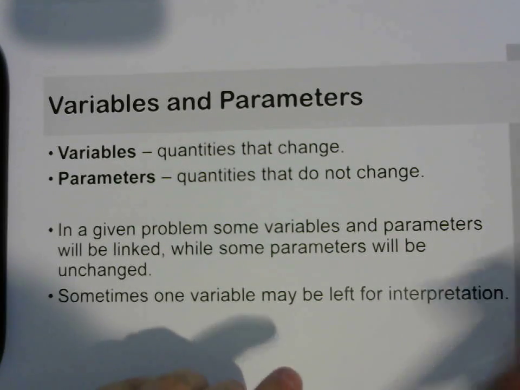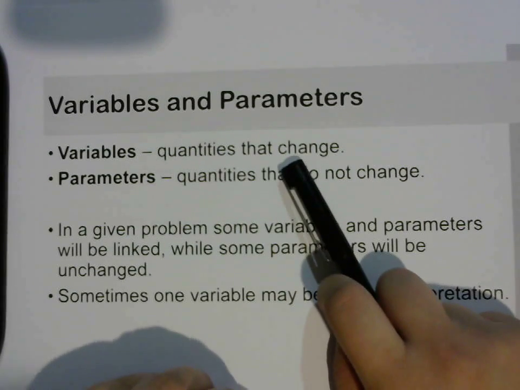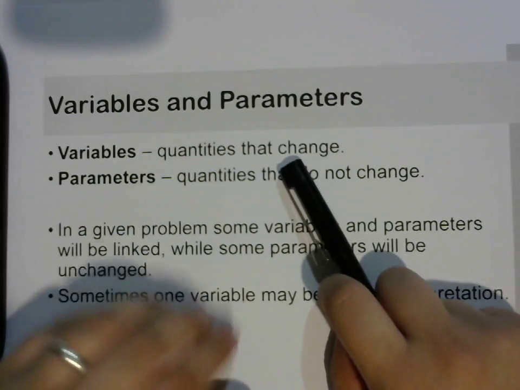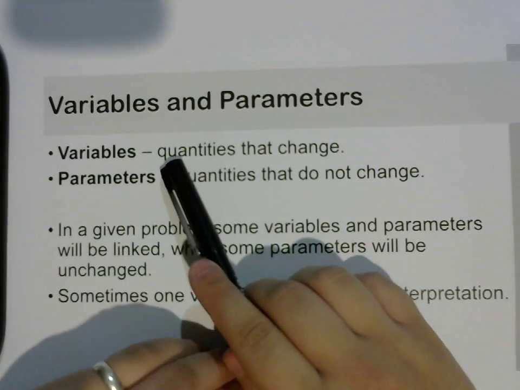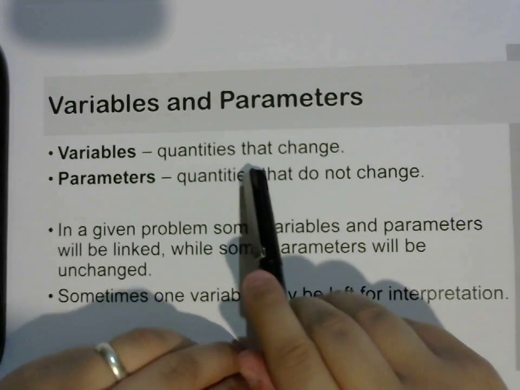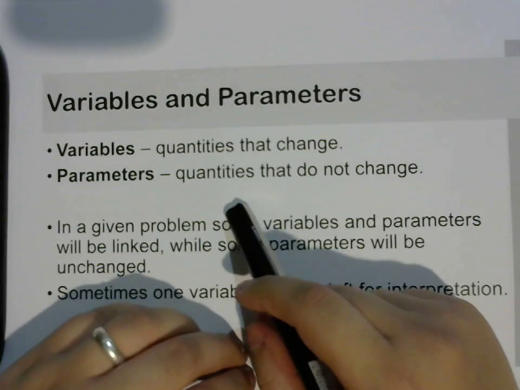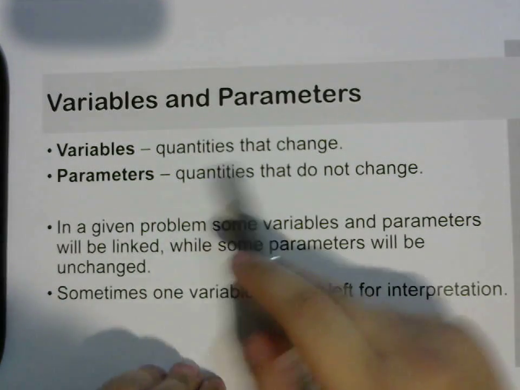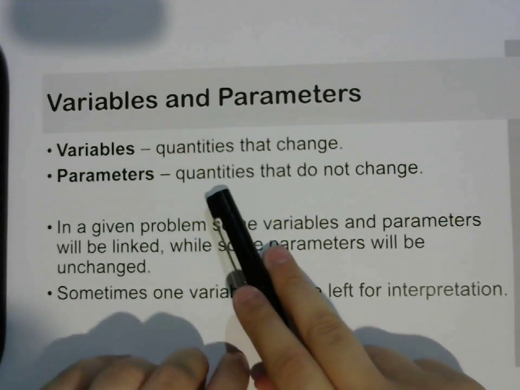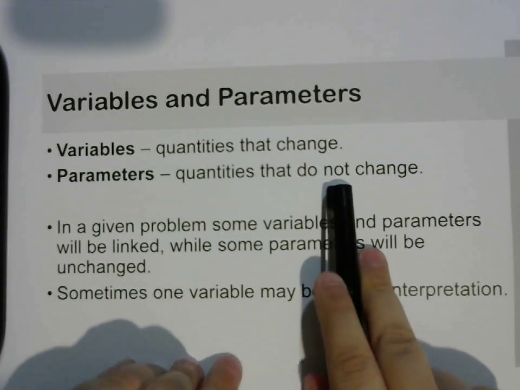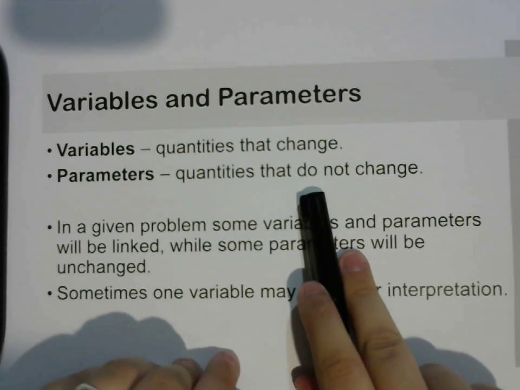So, the variables are the quantities that can change in a given problem. So they're things we can assign number values to, quantities that in the course of our problem can be changed. Either we change them or they are changed for some reason. Parameters are quantities, so again number values, that do not change. They're values that no matter what happens, are always going to be the same.